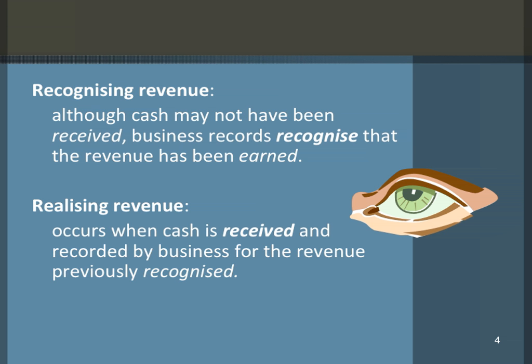Realising revenue occurs when cash is received. So we've earned this revenue. We eventually will realise that revenue when we receive the revenue, and that's when it's recorded by the business. So realising revenue occurs when you've earned the revenue and then you eventually receive it. That's when it gets recorded in the accounts.